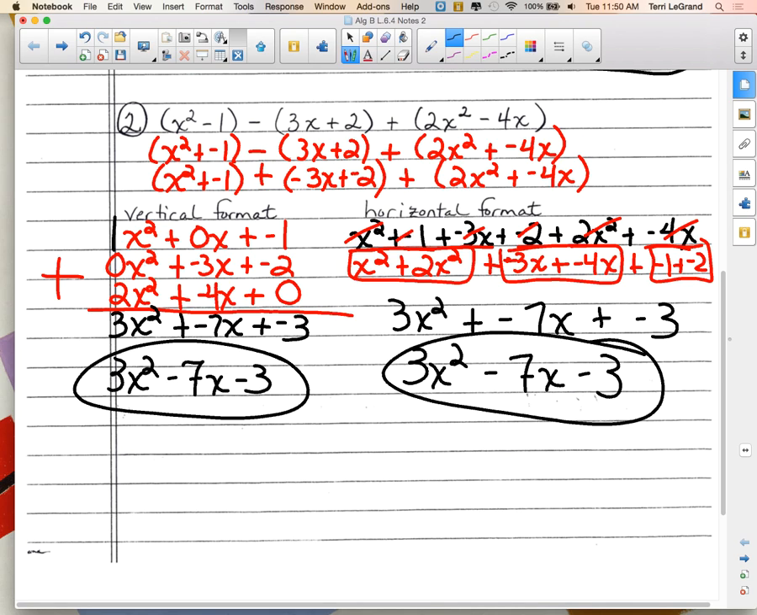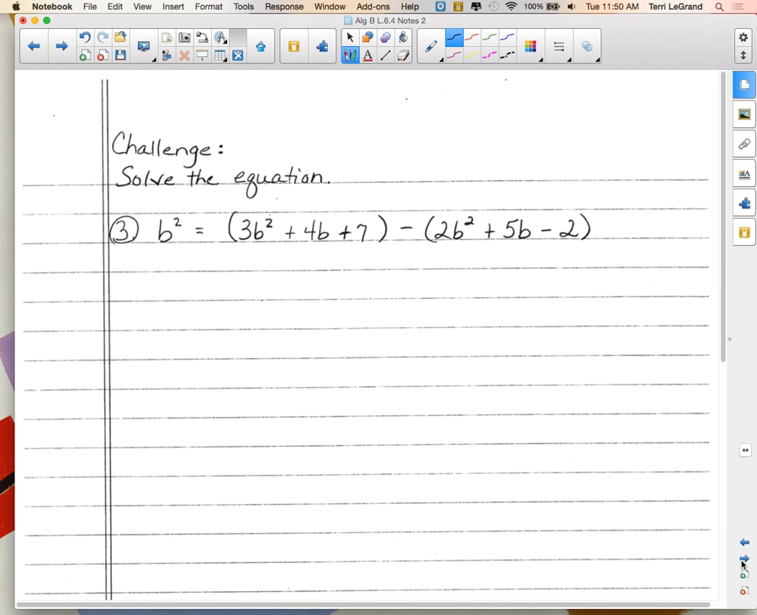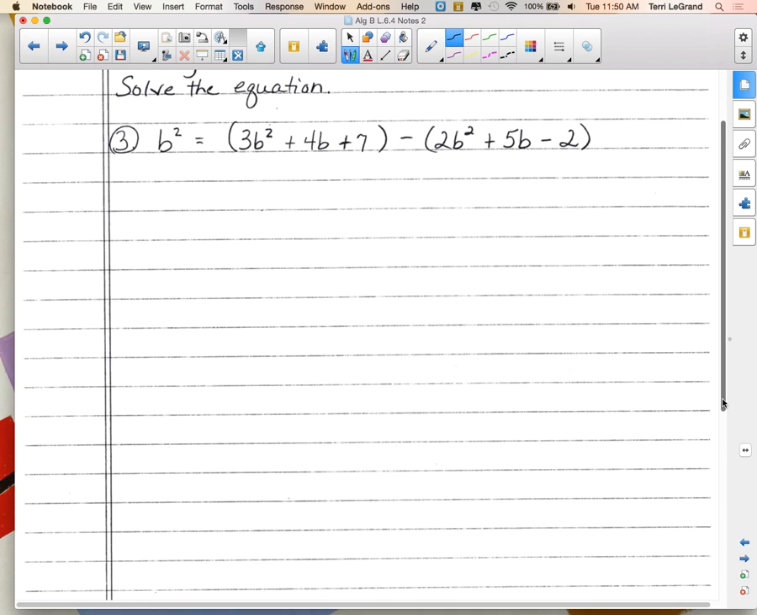Okay, let's go to the back side. We have a challenge problem to do. I don't know if we can handle it. We don't even know what x to the 0 power is. Can we challenge ourselves to solve this equation? Huh. It's got some polynomials in it. How many polynomials does it have in it?